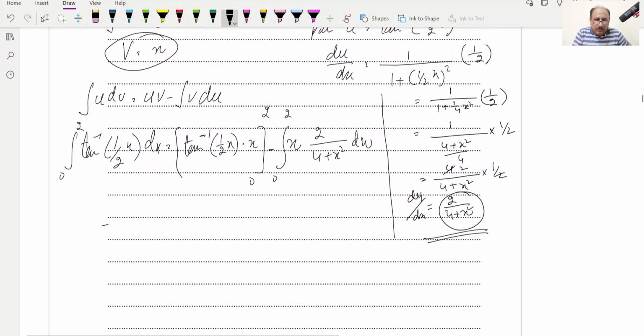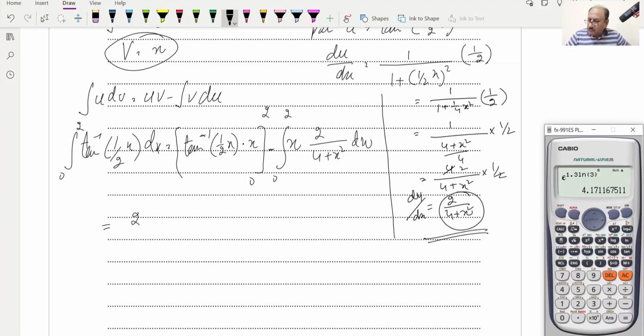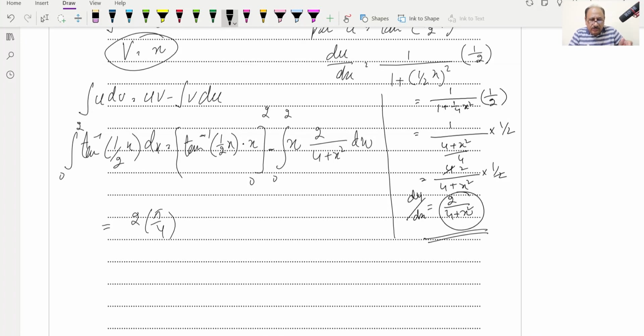Now we can rewrite. We will replace the upper limit first. So it will be tan inverse of 1, because the x value will be 2. And tan inverse of 1 will be what? Tan of 45 degrees will be equal to 1, and 45 degrees is pi by 4, so we can write here pi by 4, and this will be minus. The second value 0 I'm not writing, because x will be multiplied with this one, so 0. So minus the integral from 0 to 2 of 2x over 4 plus x squared dx.